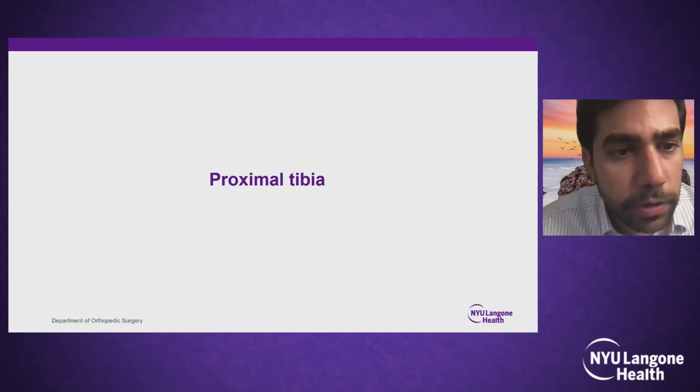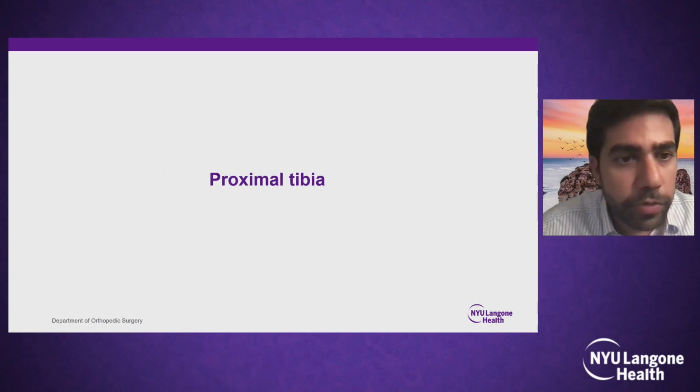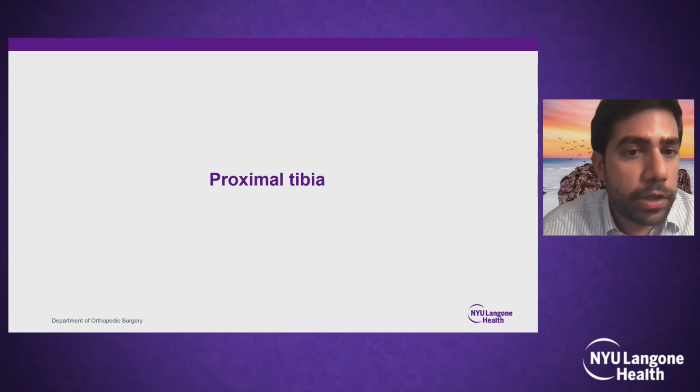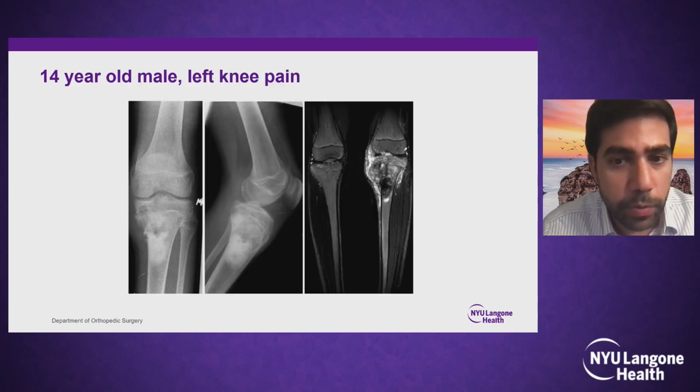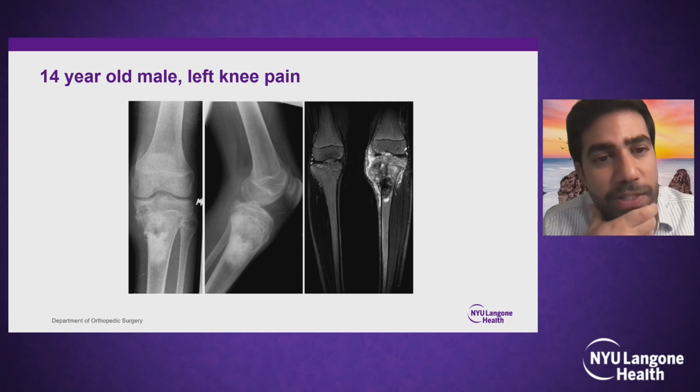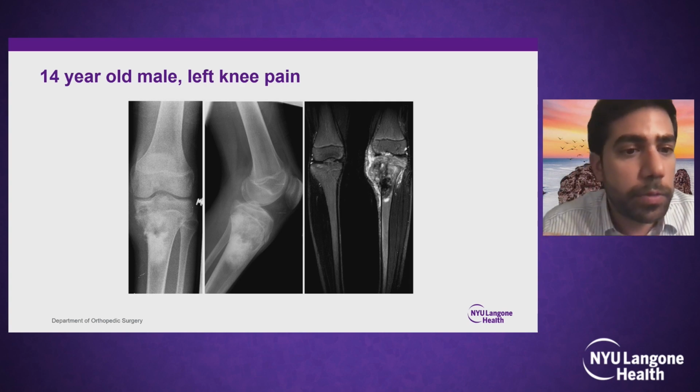Probably the most difficult to deal with is the proximal fibula, the proximal tibia, because you have multiple issues here. You have the issue of limb length discrepancy. You have the issue of soft tissue coverage, and finally, you have the issue of the extensor mechanism, which you have to reconstruct. Otherwise, the patient ends up with an extensor lag. So this is a 14-year-old male with a proximal tibia lesion seen on the MRI.